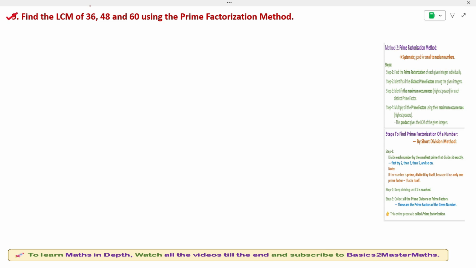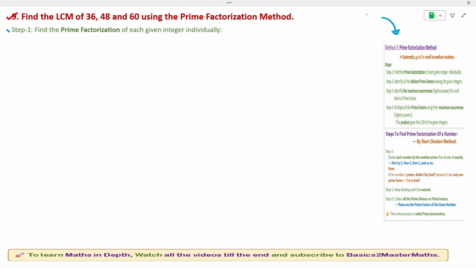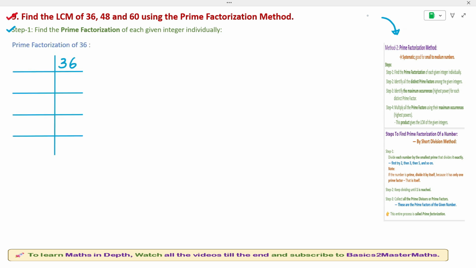Find the LCM of 36, 48 and 60 using the prime factorization method. Please follow the below steps so that you do not make any mistakes. Step 1. Find the prime factorization of each given integer individually.